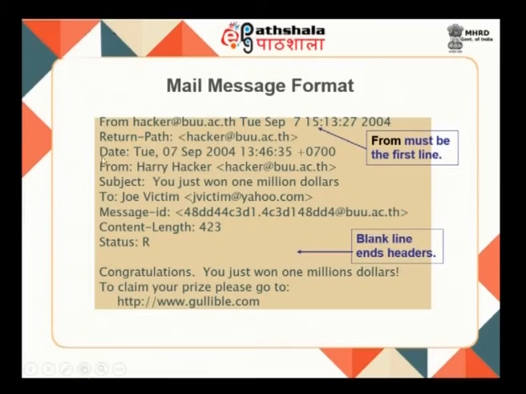Now this is something that all of you would have seen. Whenever you look at a mail message, there will be a from, there will be a return path, there will be some date, from, subject, to, message ID, content length, status, and there will be a blank line which separates this header from the actual message that is being sent. So this is typically what you will see as a message format. It is this message format that will be sent as part of the data part of our SMTP protocol. So this is basically how this will work.